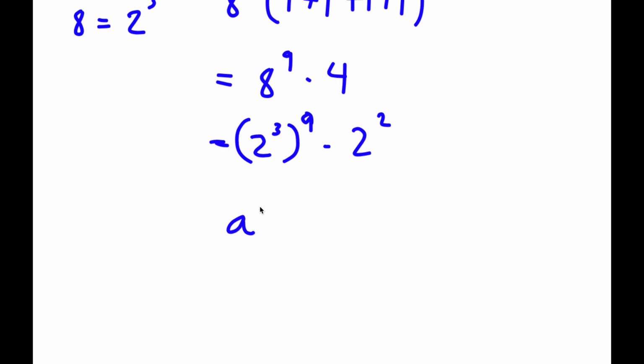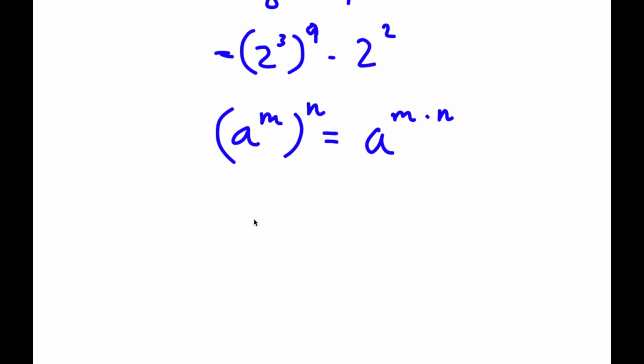Now, if I have something in the form a to the power of m to the power of n, this is equal to a to the power of m times n. So 2 to the power of 3 to the power of 9 is going to equal 2 to the power of 3 times 9, and 3 times 9 is 27. So now I have 2 to the power of 27 times 2 to the power of 2.